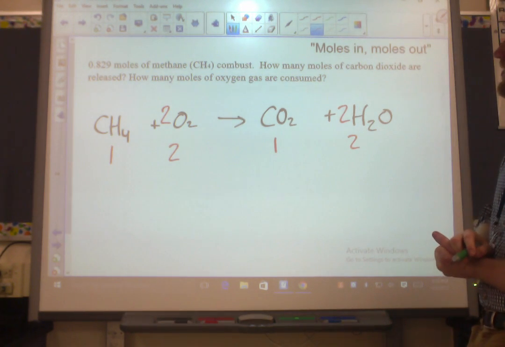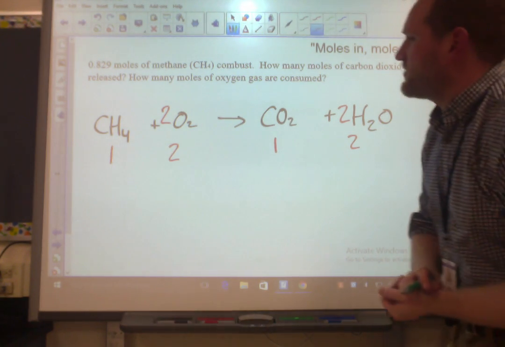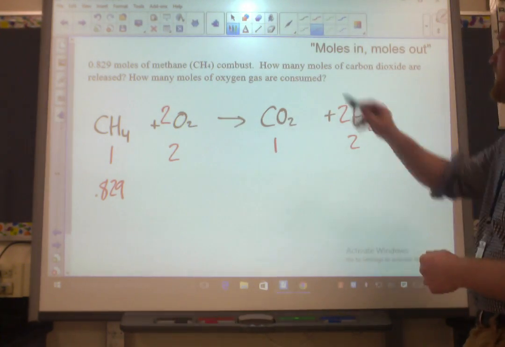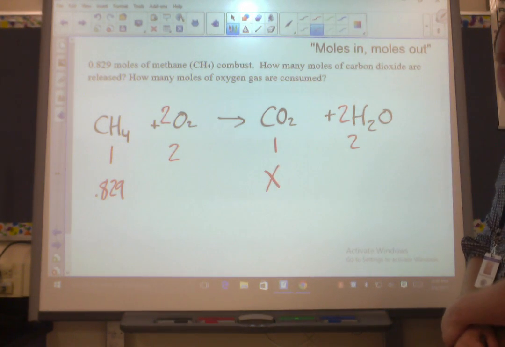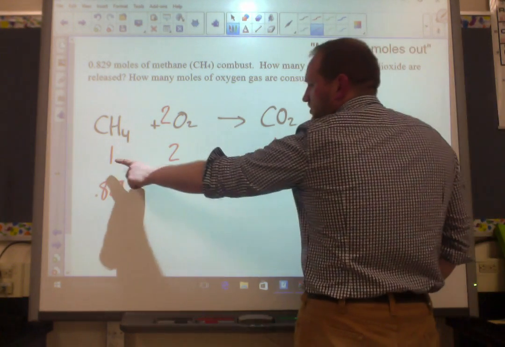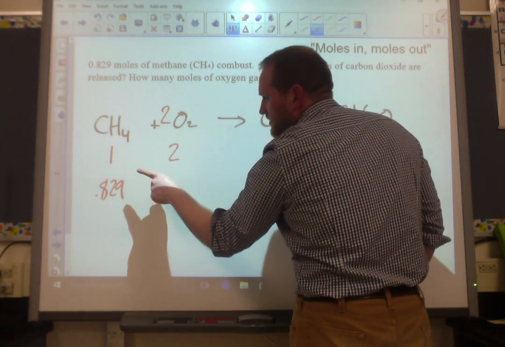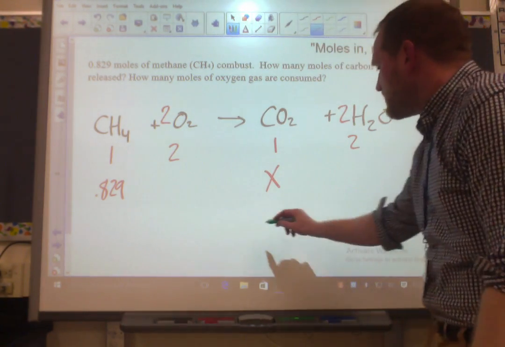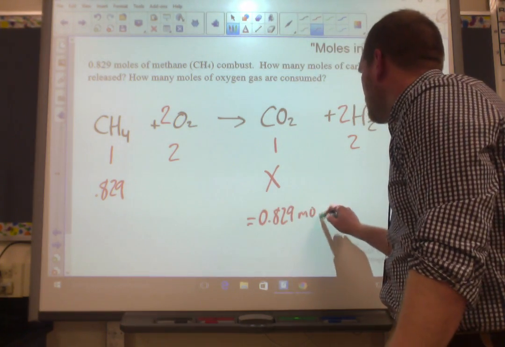Okay? So, looks like it's a two-part question. If I tell you 0.829 moles of methane combust, let's write my 0.829 moles down below that. How many moles of carbon dioxide are released? So let's solve this first. Now this is definitely one of those problems you should be able to do real quick right away without cross-multiplying or anything. Notice the mole ratio here. Ignore this 2 for now. We're not dealing with how much O2. We're just saying if you put this many moles in as methane, how many moles are you going to get back out? And notice it's a 1-to-1 mole ratio, so X is going to equal the exact same thing, 0.829 moles of CO2.